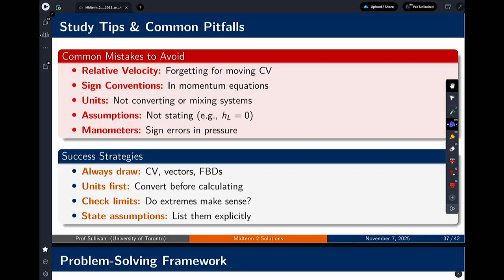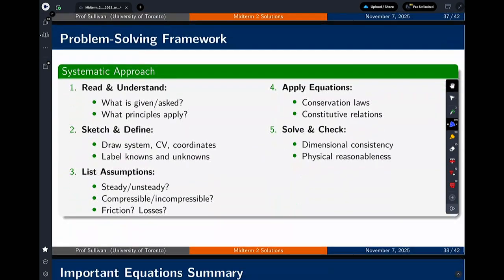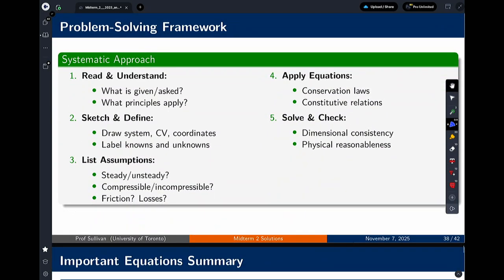Always draw your CV. I didn't do it in this, but I did do it when I was doing the examples in class for the lecture. Always include your units. Your units are probably the best thing that you have to check whether something makes sense, particularly when you're dealing with dimensional analysis. Check limits. Do the extremes make sense? And any assumptions, list them out. All right, that's all standard.